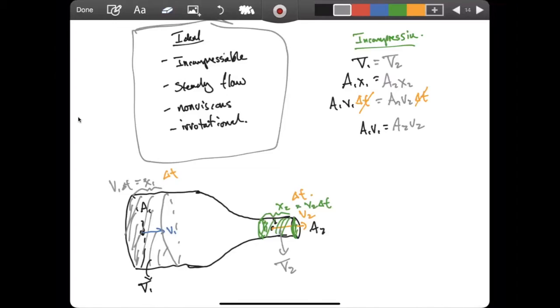This tells me a couple things. The first thing is that since A1 times V1 has to be equal to A2 times V2, if it tapered down to another cross-sectional area over here, let's call that A3, then A3 times V3 must be equal to A2 times V2, which must be equal to A1 times V1. This is what we call the continuity equation, which is also known as the volume flow rate.